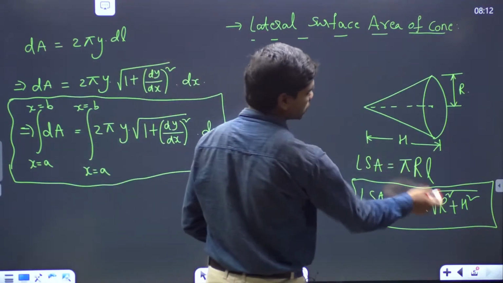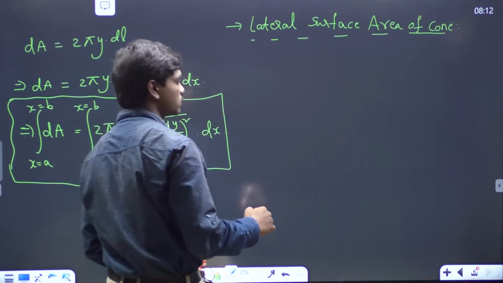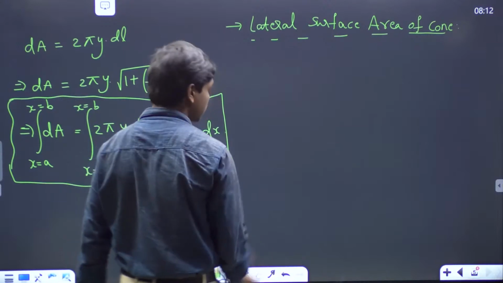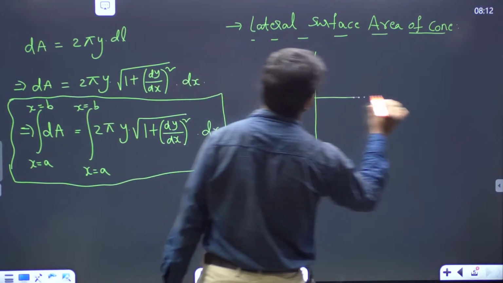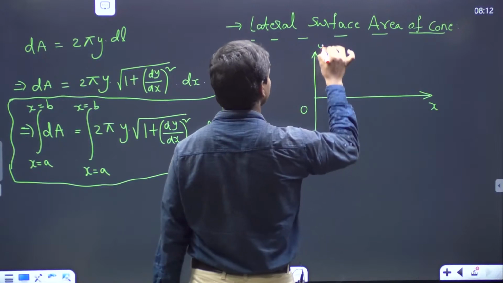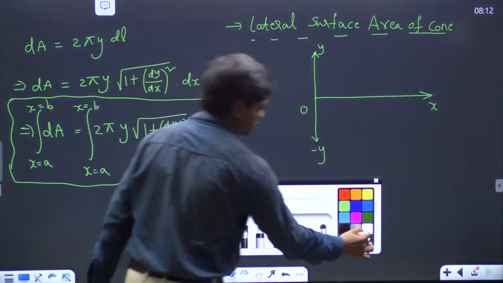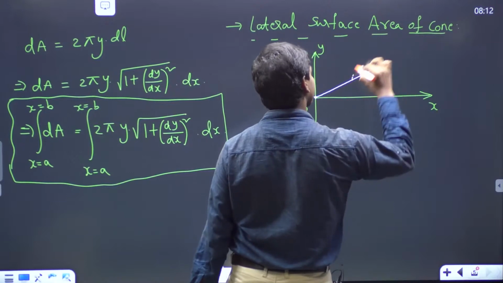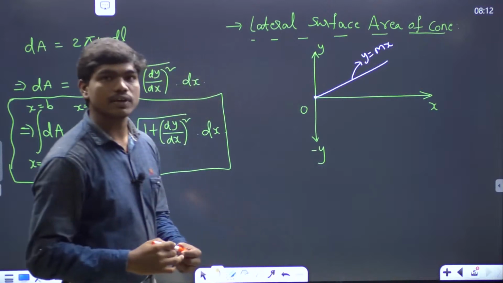Whoever doesn't know this, no issues, you can take it as given for the time being. So see here, I hope things are clear. Let us suppose the axes 0, x, y and minus y. Now let me take a line y is equal to mx, which is passing through the origin.